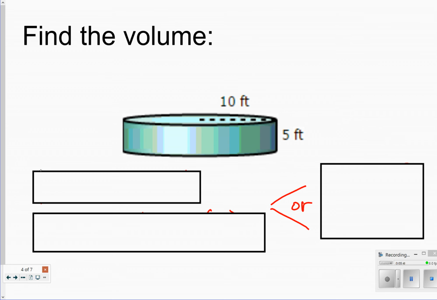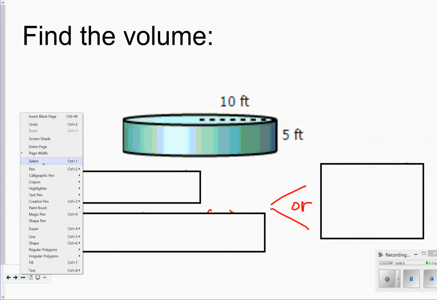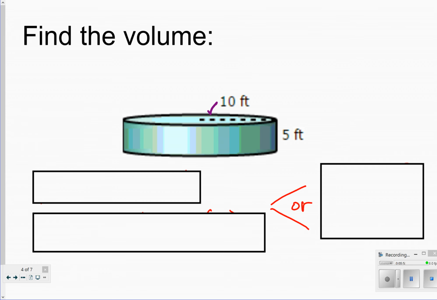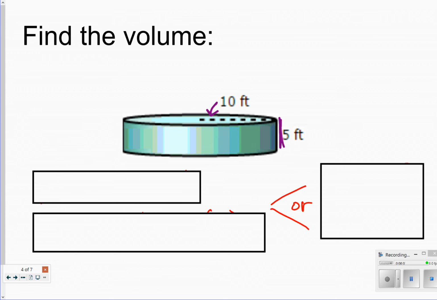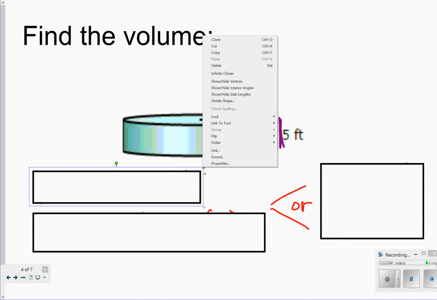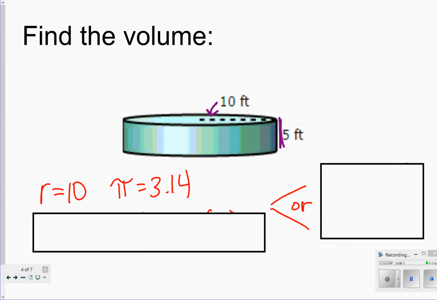Let me grab more pen right here. There we go. So the 10 is just going to this dotted line going across. And the 5 then is the height number. So using that information, let's see how we can plug it in to see if we can figure out the formula. Okay, so therefore, if the radius is 10, because that's only going halfway across, and pi is 3.14.